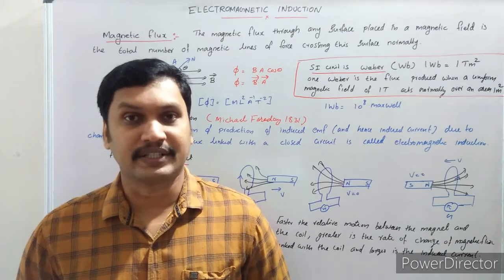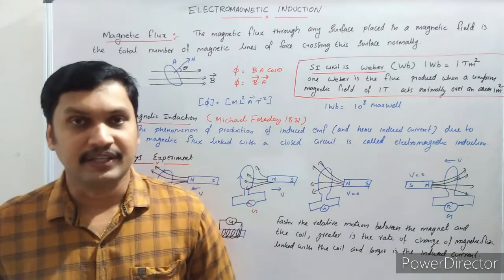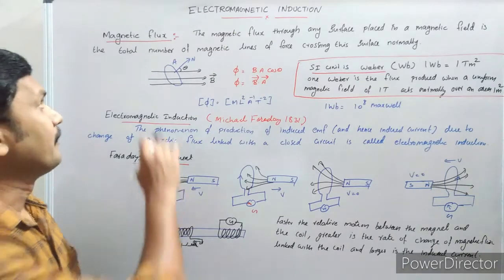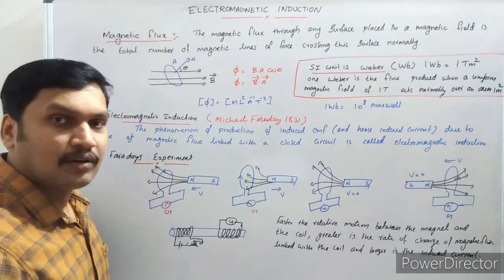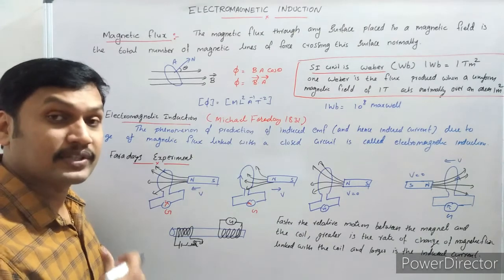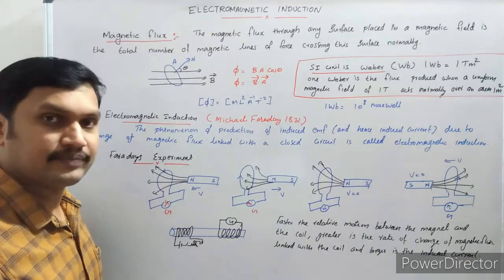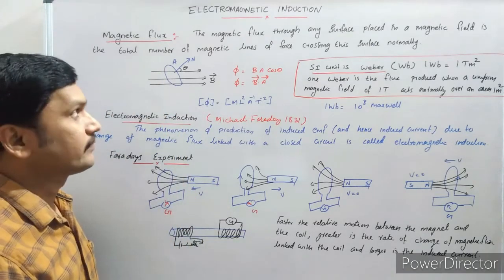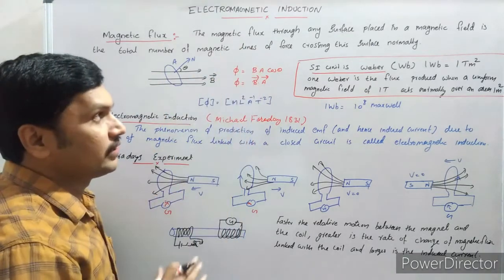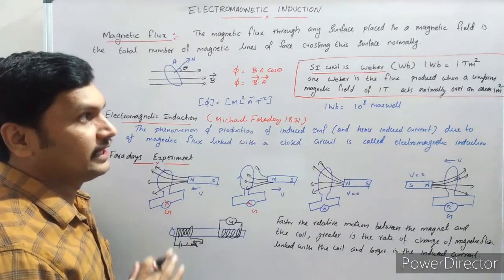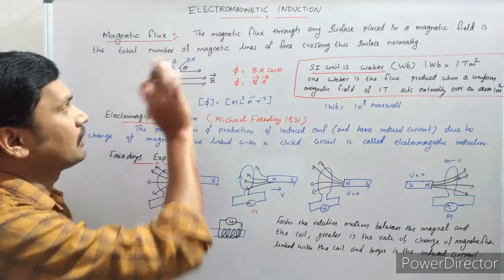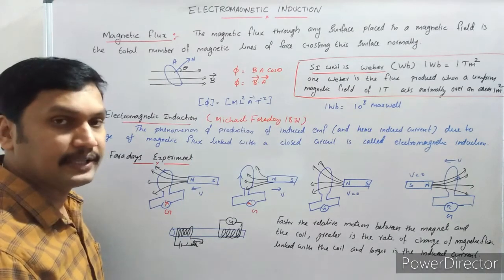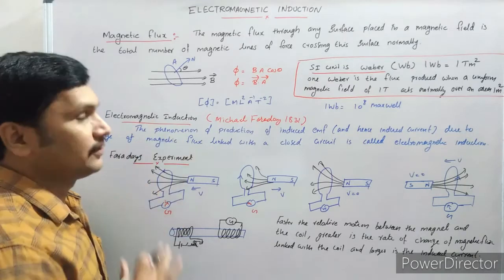So before going to discuss that concept, let us introduce a new physical quantity named magnetic flux. Hope you remember, in the chapter electrostatics we learned electric flux. Now let us see what is magnetic flux. The magnetic flux through any surface placed in a magnetic field is the total number of magnetic lines of force crossing the surface normally. That is the magnetic flux.